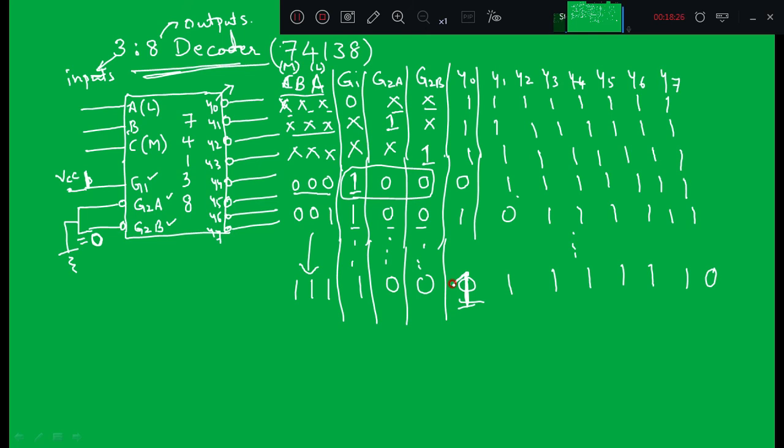The design of a Boolean function using this 74138, we will see in the next class. So if you have any doubts from today's class, you can ask me on my personal number. Thank you.